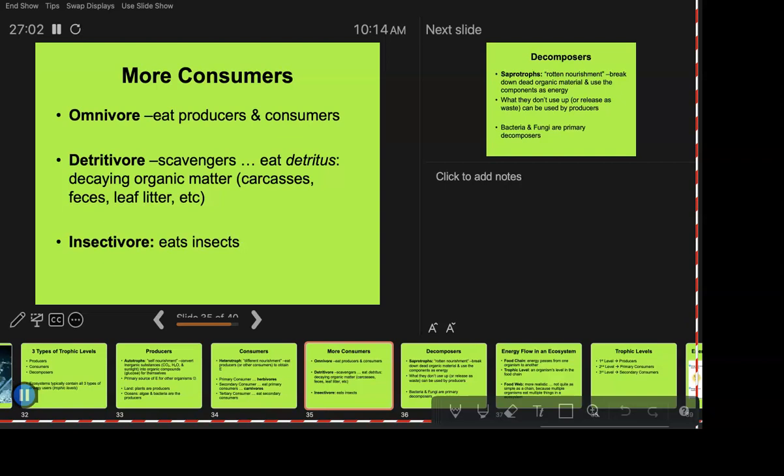And then we have the detritivores. This is the gross stuff we don't like to talk about. Your scavengers, okay? They eat detritus. That's why we call them a detritivore. Decaying organic matter is a great definition for detritus. I'm sure your textbook would give you a much more involved one. So these are the guys eating carcasses, feces, right? Leaf litter. In other words, all that stuff on the forest floor.